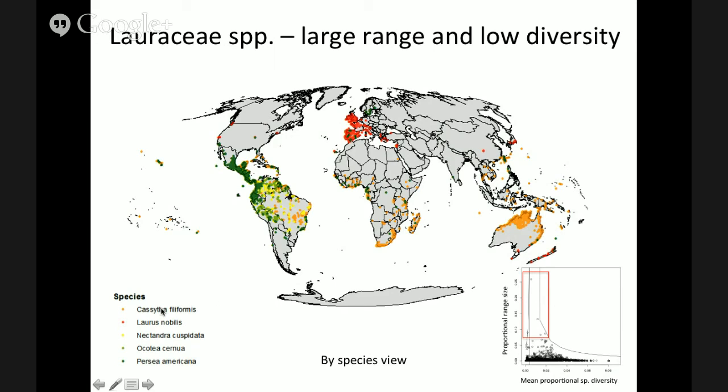So which are these species? We know of one, which is avocado trees, Persea americana, that's in dark green. You can see that in fact Persea americana is widely distributed. Some other species are these that I have here: Cassytha filiformis, Laurus nobilis, Nectandra cuspidata, and Ocotea cernua. So these are species with large range and low diversity.